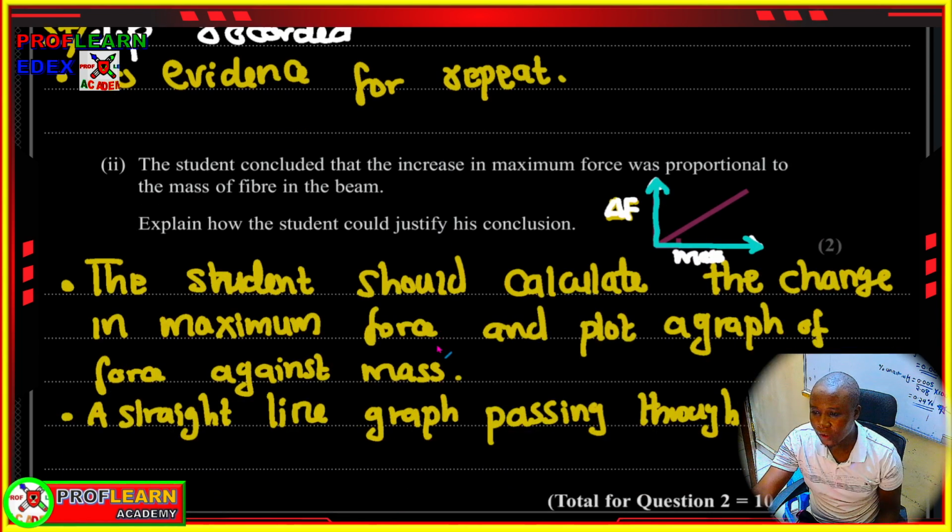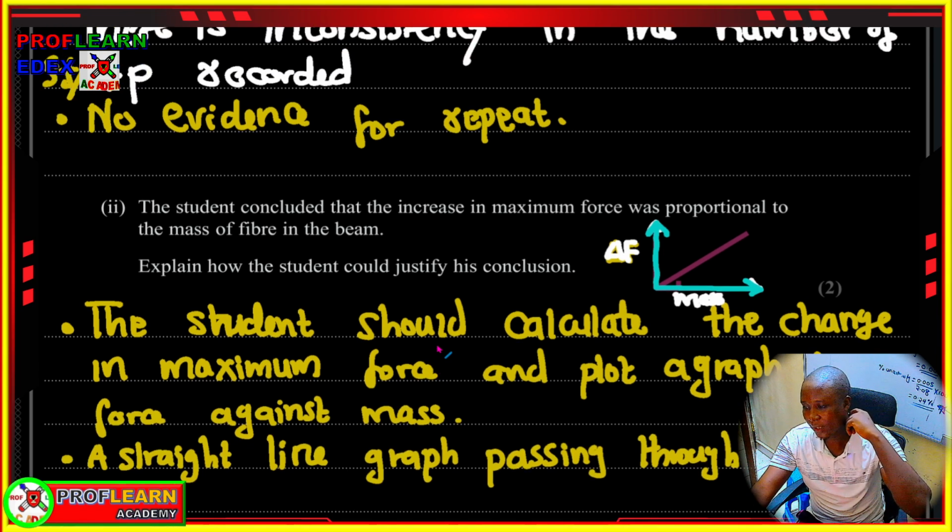All right, so we're told the student concluded that the increase in maximum force was proportional to the mass of the fiber in the beam. Explain how the student could justify this. The student should have calculated the change in maximum force and plotted a graph of force against the mass. Then a straight line graph passing through the origin indicates that the maximum force is proportional to the mass of the fiber.